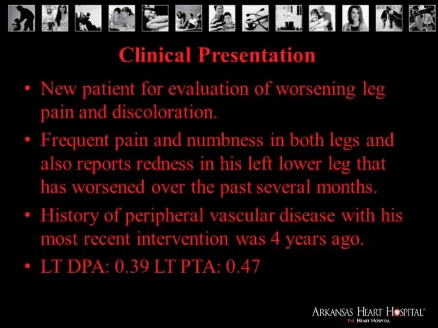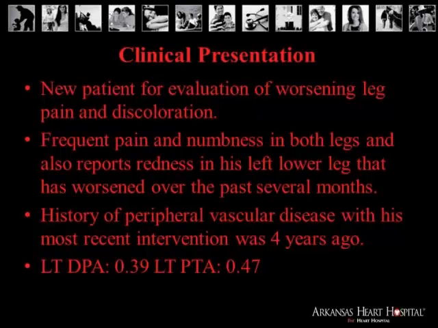When we saw him, his ABIs were 0.39 on the DPA and 0.47 on the PTA. He was in so much pain that he could not do a walking ABI test, which was not necessary, but he was having so much pain from his critical limb ischemia.